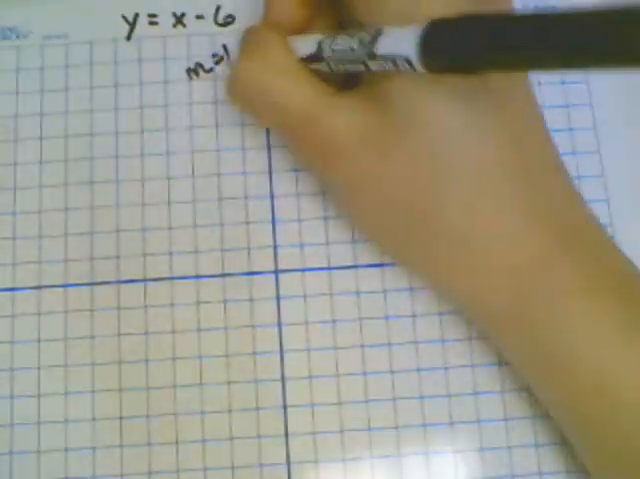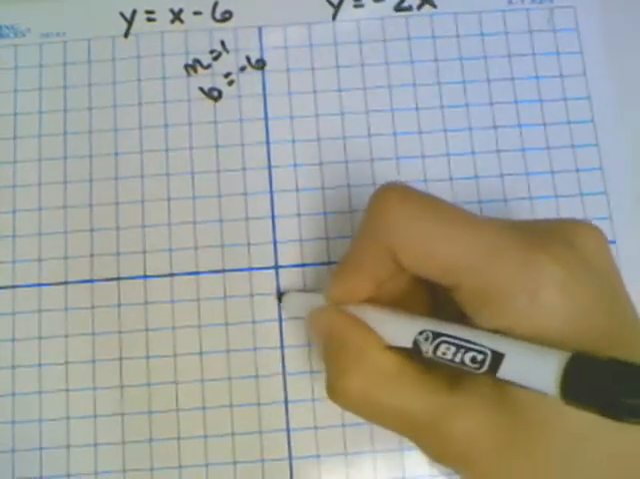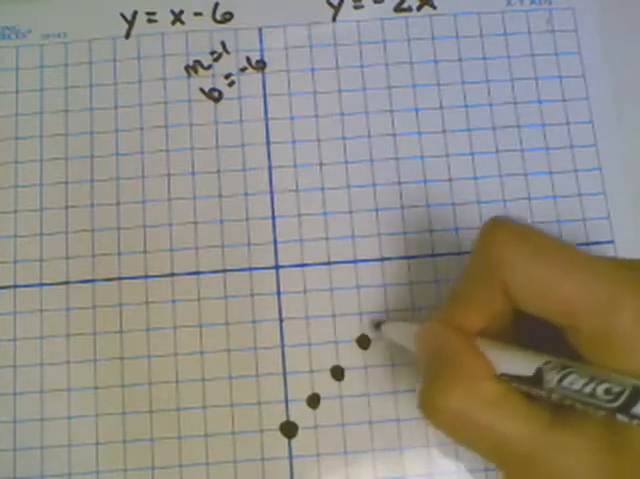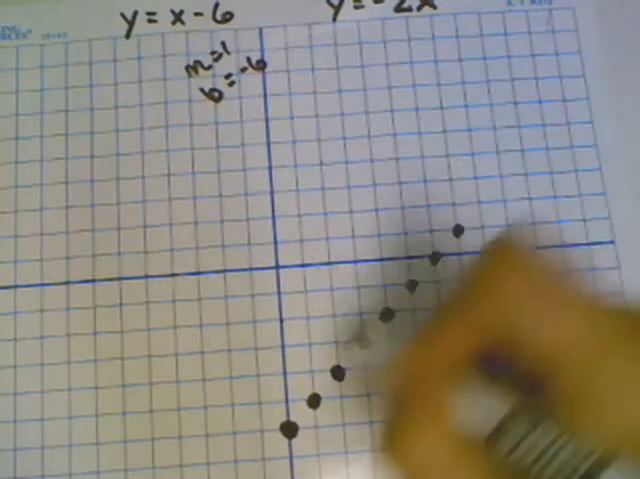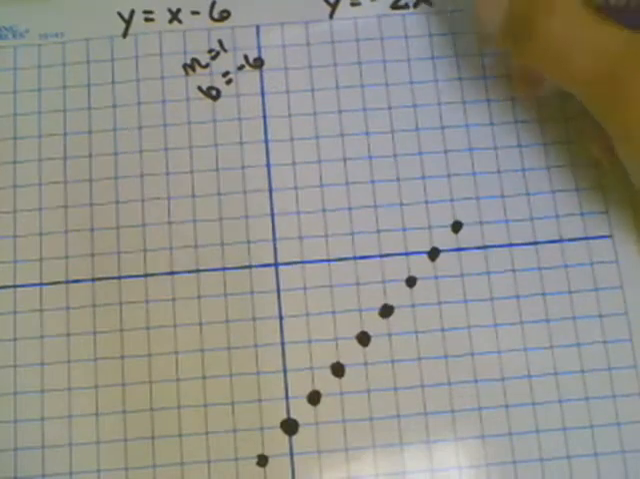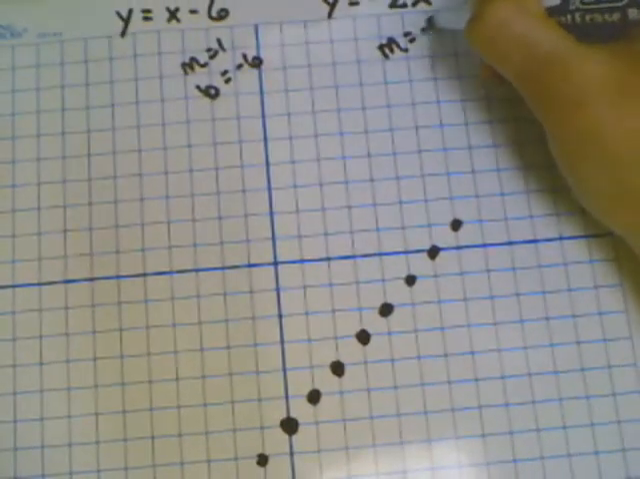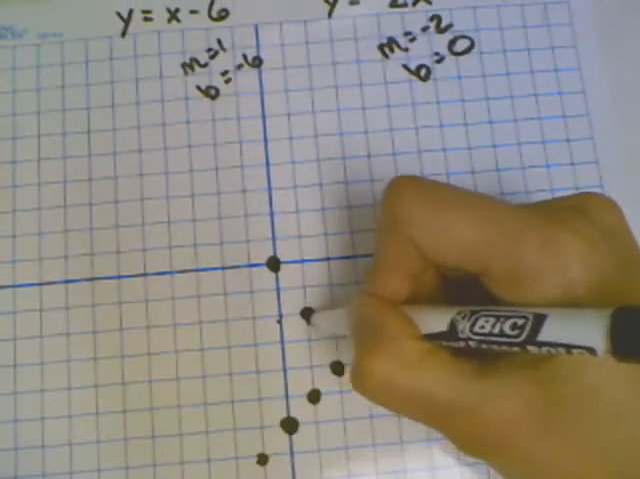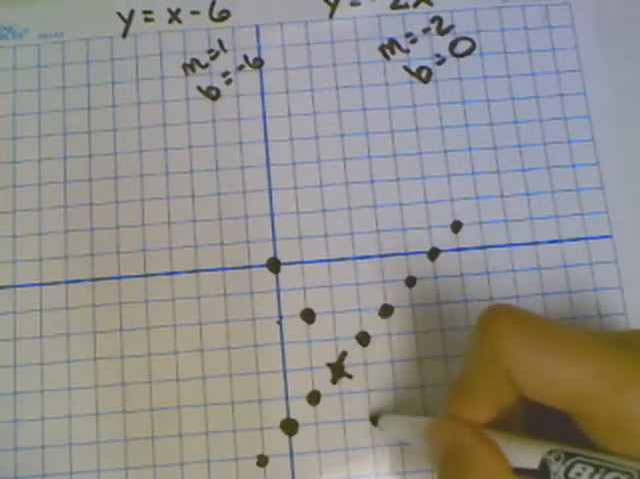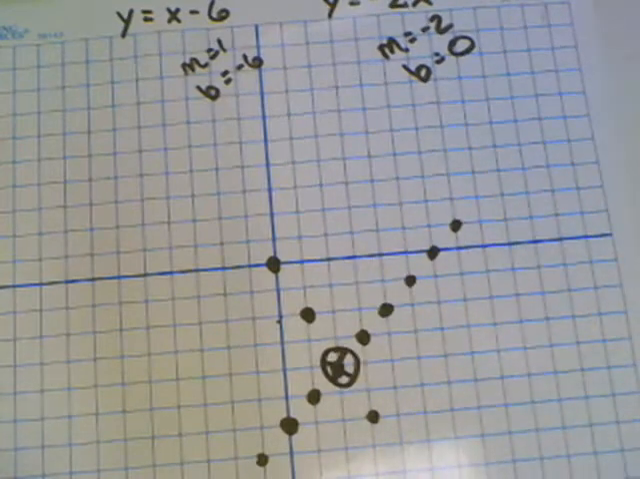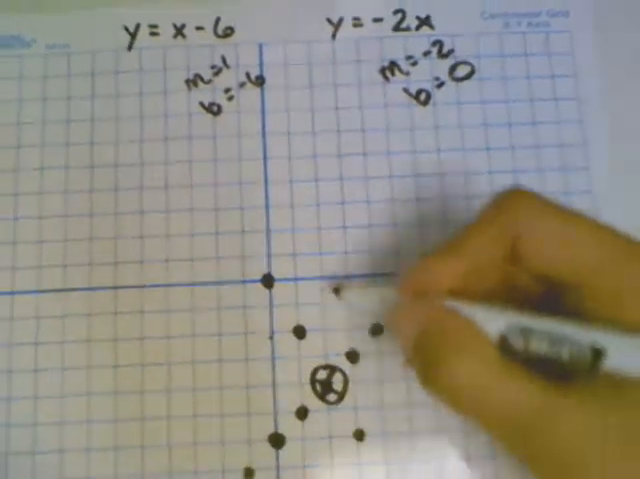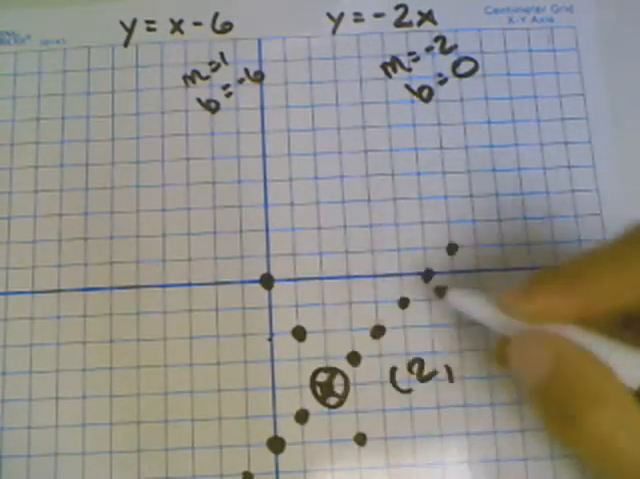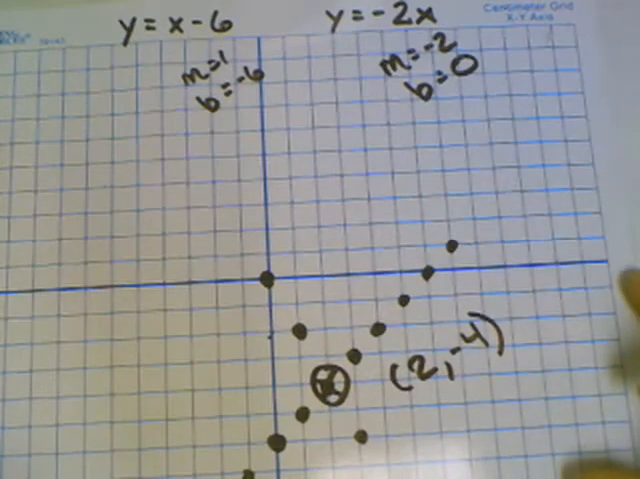First equation, the slope is 1 and the y-intercept is -6. 1, 2, 3, 4, 5, 6. Up 1 over 1, up 1 over 1. And in the second equation, the slope is -2 and the y-intercept is 0. So 0 here, down 2 over 1, down 2 over 1, down 2 over 1. It looks like my graphs intersect at this point. This is the point (2, -4).